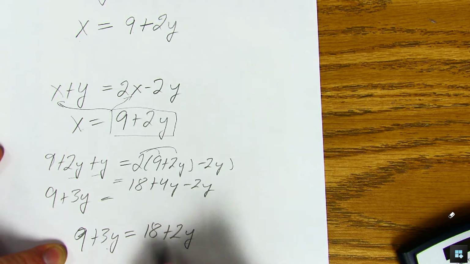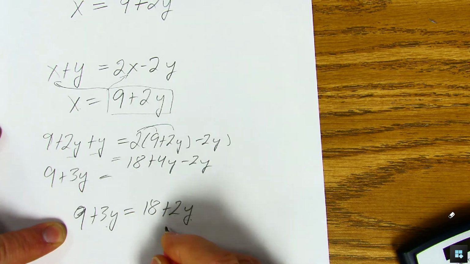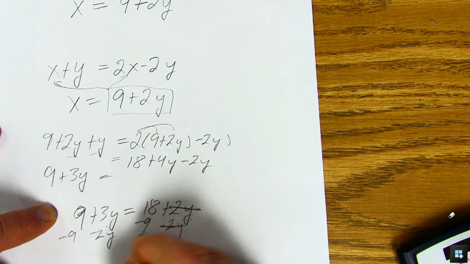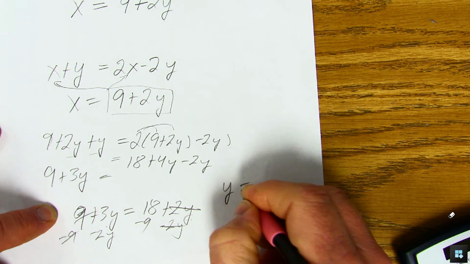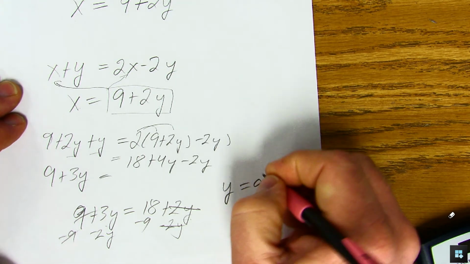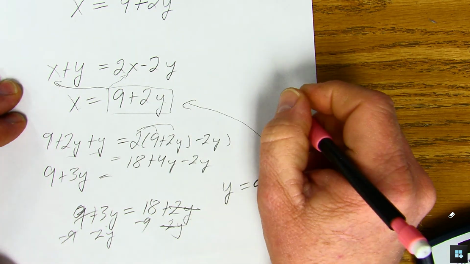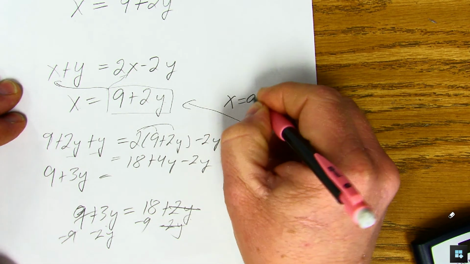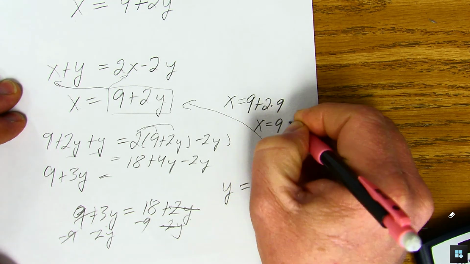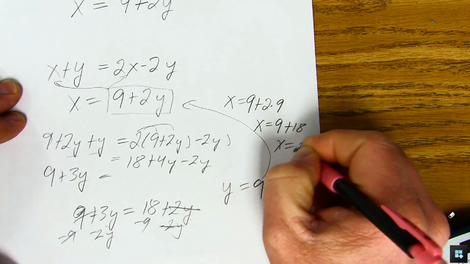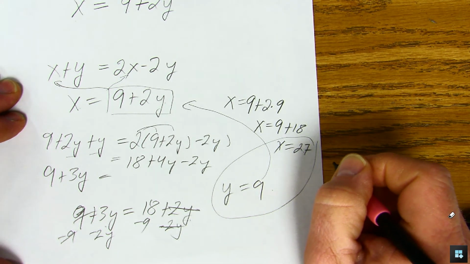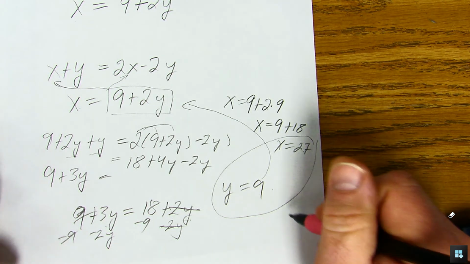I've got to get the y's on the same side, so I take the smaller y over. So I would subtract 2y, which means I'm going to subtract 9, giving me that y equals 9. Now that I know what y equals, I can back substitute it right into this equation right here, and I can find x. So therefore x equals 9 plus 2 times 9, or in other words, x equals 9 plus 18, or x equals 27. So there's my two numbers, 27 and 9. They want both numbers. There they are, 27 and 9.